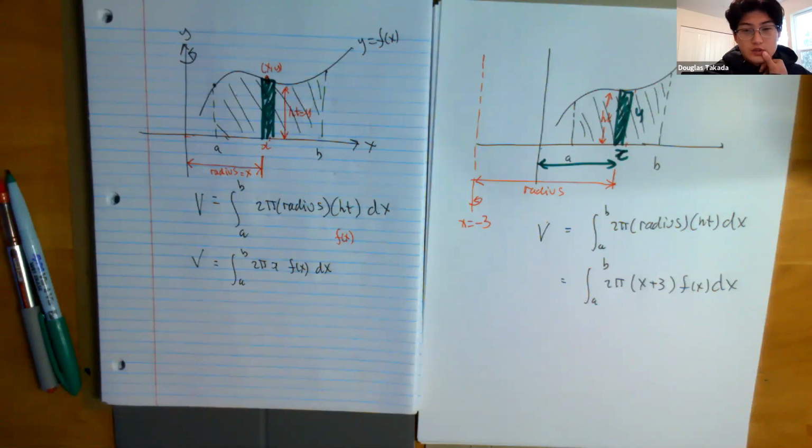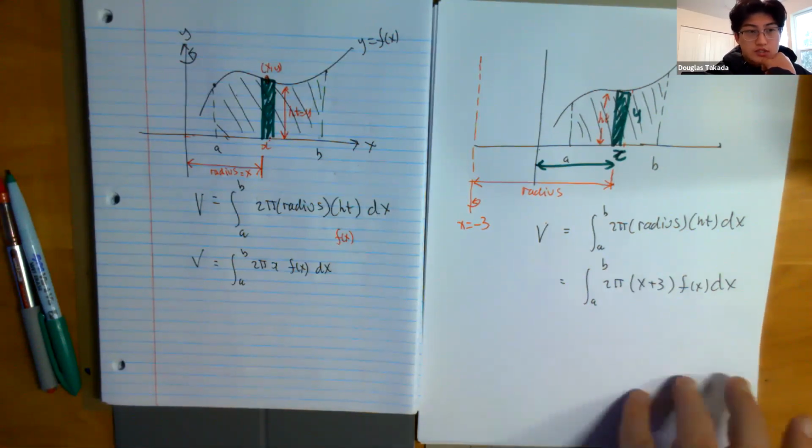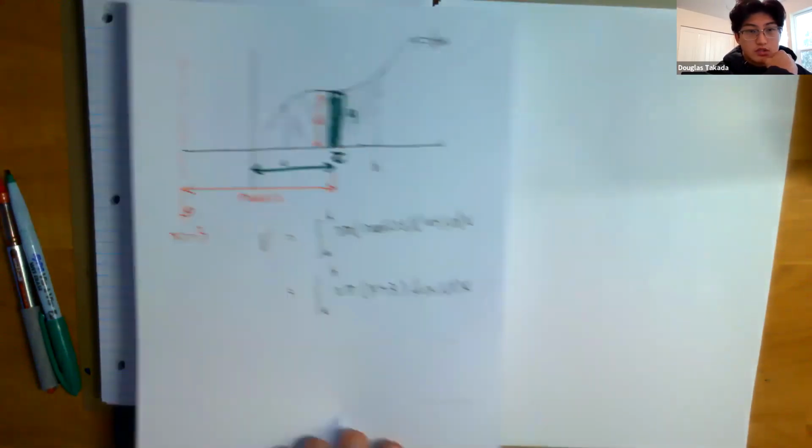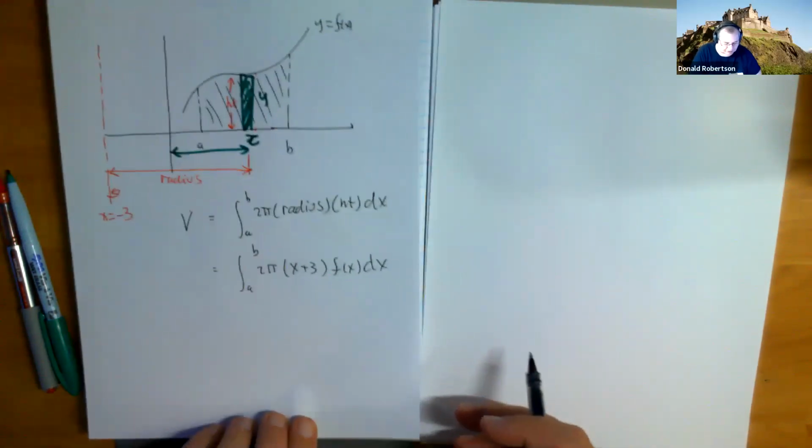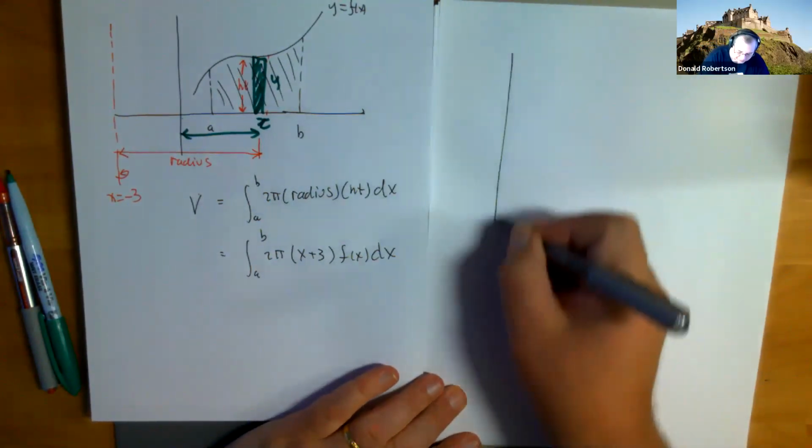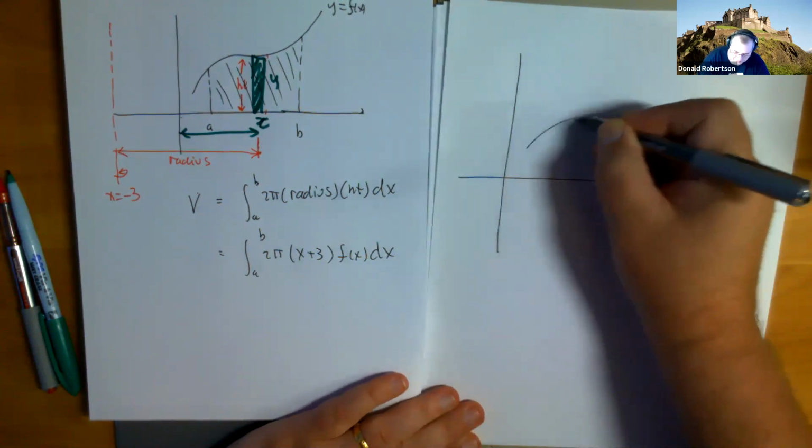Could you do like a really quick example of a subtraction one? Because that's the ones I'm having a hard time with. Is it just like... Yeah, yeah. The subtraction one is really just a matter of where the axis of rotation is.